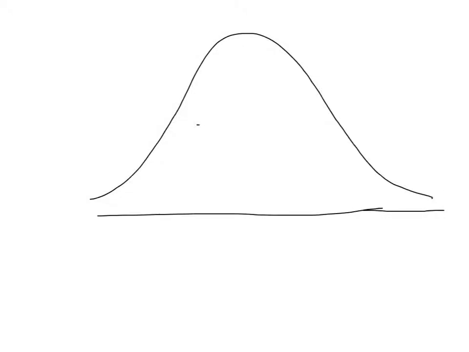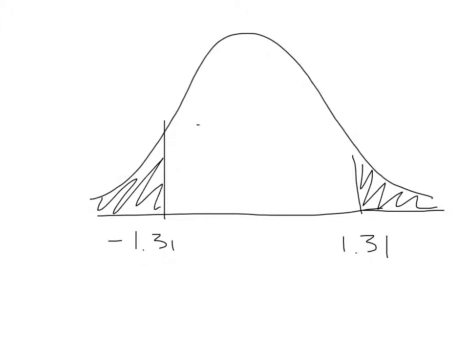Okay, so the question that we're looking at right now is: about what percent of the area under the curve of the normal distribution is outside of the area of negative 1.31 and positive 1.31? So outside of that means out in these tails. And we need to figure out what the area is in those tails.